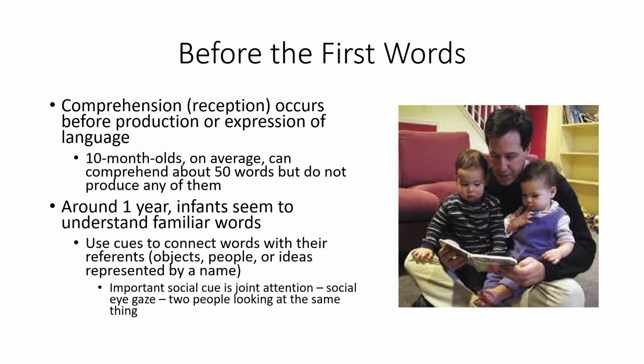Then at about a year old, infants understand many familiar words. So from 10 months to a year, their comprehension of words goes up by a lot. And they learn to use cues to connect words with whatever the word is meaning. As I already mentioned a couple times, joint attention, joint gaze: if you look at something and call it something, an infant will categorize that away, store that away as being the name for that thing.